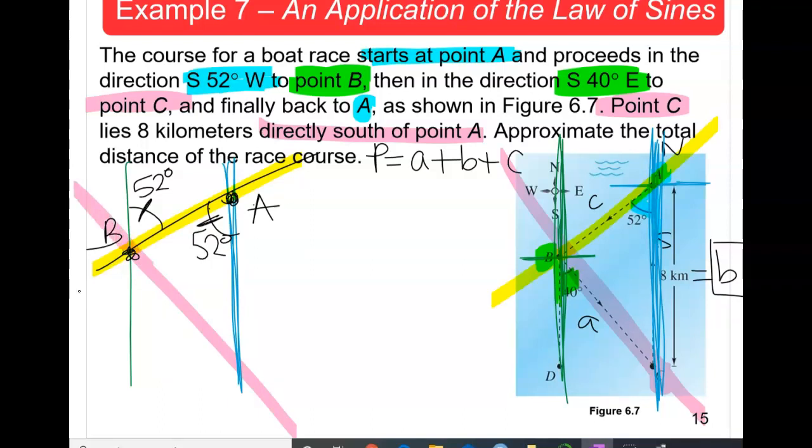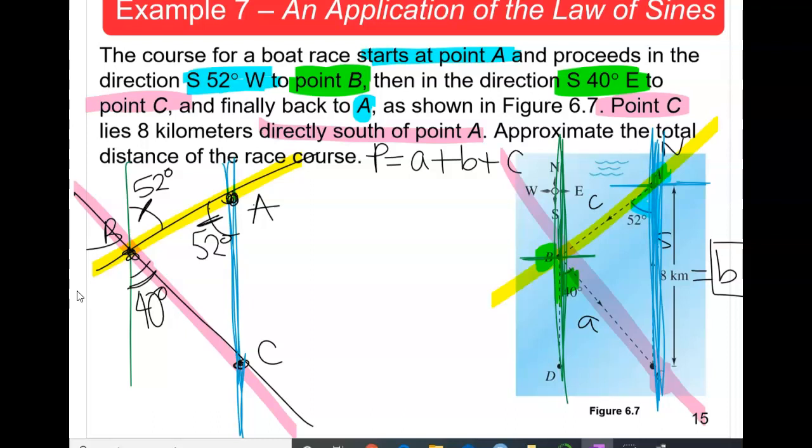So I'm going to do that here. And now I'm going to label the points according to my triangle. So this is C. And then I also have this little angle provided to me. The angle came from the bearing, so it's here, 40 degrees.